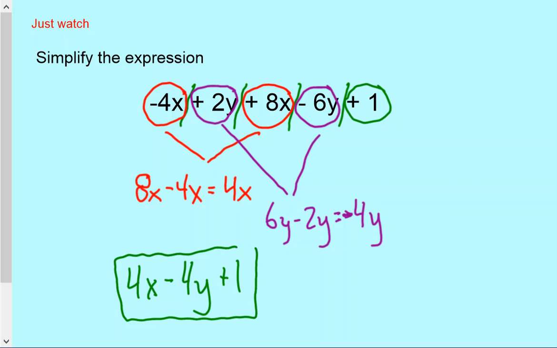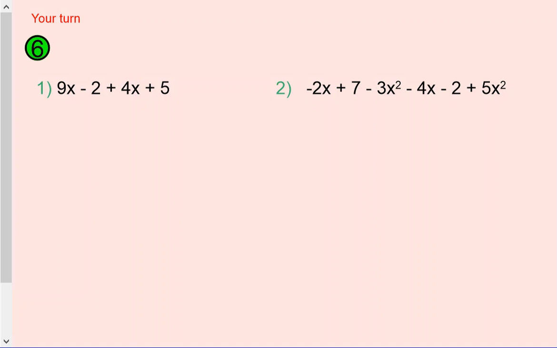And now we have no more like terms that we can combine, and there are no parentheses, so our expression is simplified. So in order for us to stay organized, we can separate all the terms, then circle any like terms, then do the mathematical calculations to combine them, and then put it all together at the end. All right, now it's your turn. Go ahead and pause here. Try to simplify these expressions and then come back and see how you did.